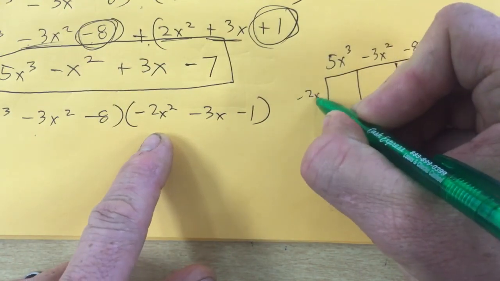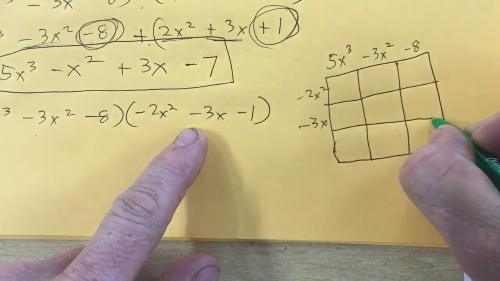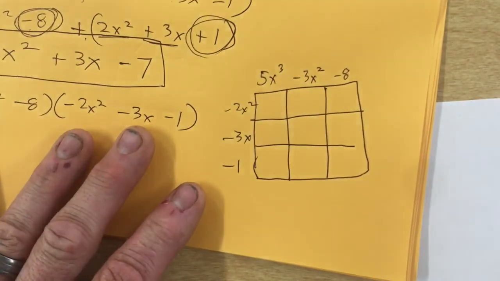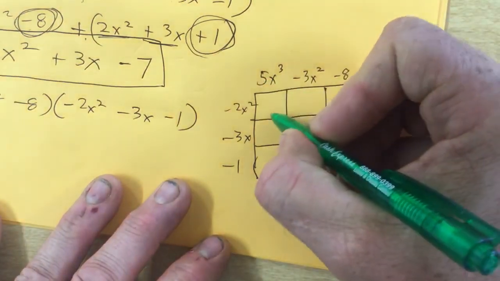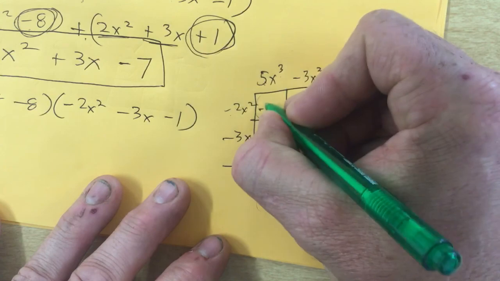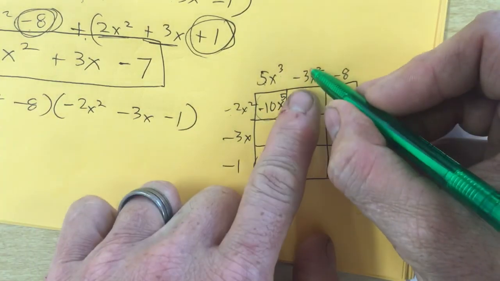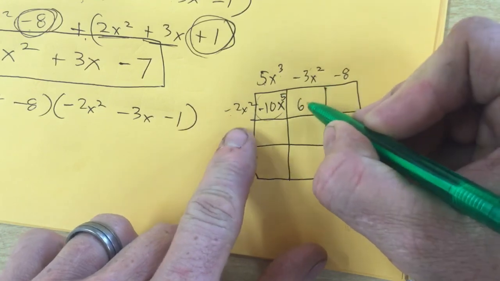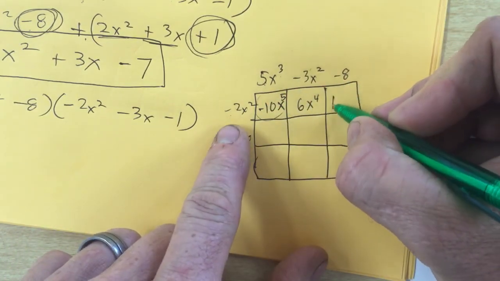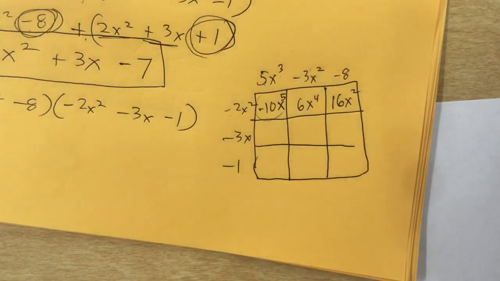So I got negative 2x squared, I should have a row for it. Negative 3x, I should have a row for that. And then negative 1, I got a row for that. And look, there's 9 products involved in this. All right, so right here, this is 5x to the third times negative 2x squared. 5 times negative 2 is negative 10. That's going to be x to the 5. Right here, negative 3 times negative 2 would be 6, and that's going to be x4. Negative 8 times negative 2 would be 16 positive, x squared. And there you go, there's my top row.